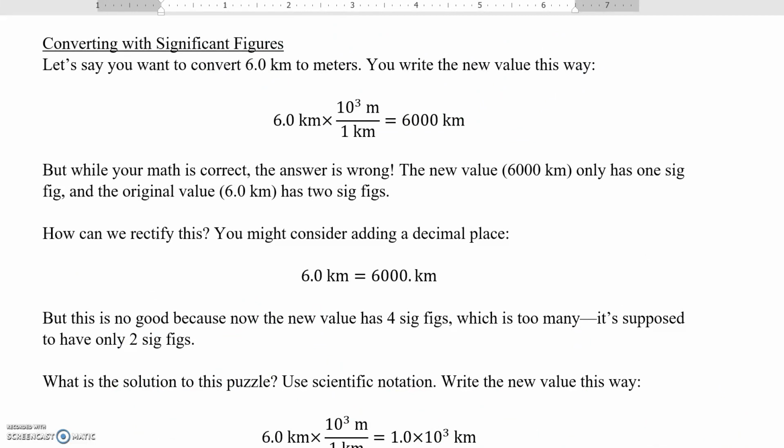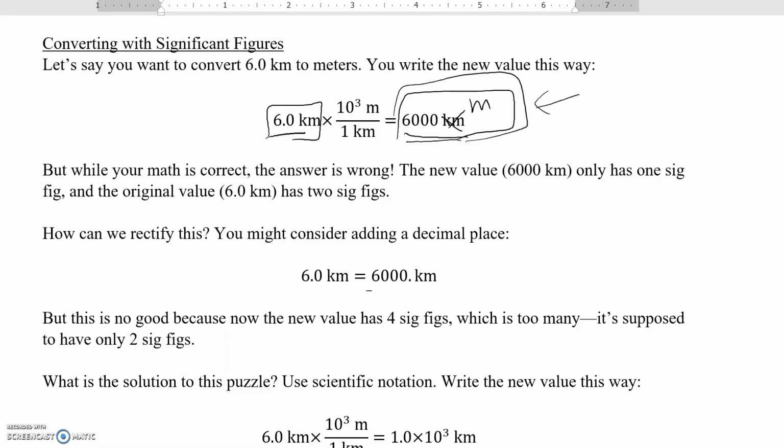Let's see that in practice. If you have the value 6.0 kilometers, and you want to convert that to meters, whoops, this should say meters, you have to multiply by a conversion factor which adds the kilo. But if I have 6.0, see this? This is 6.0. 6.0 is very different from 6,000 because this has 2 sig figs and this has only 1 sig fig. So I have to fix the number of sig figs my answer has.